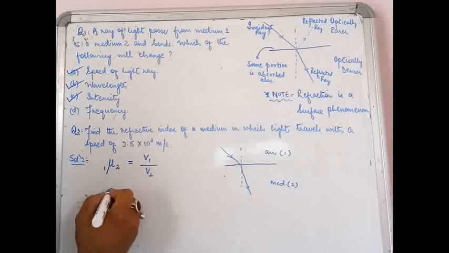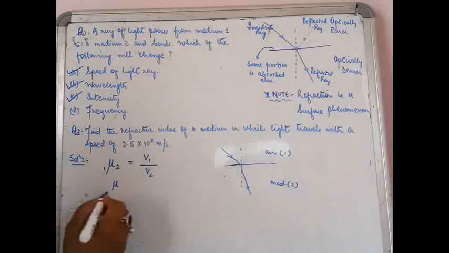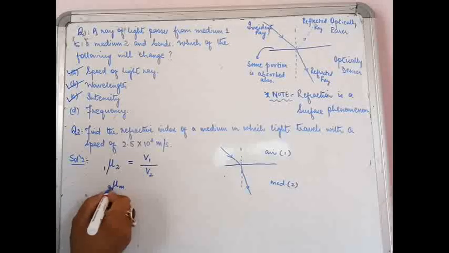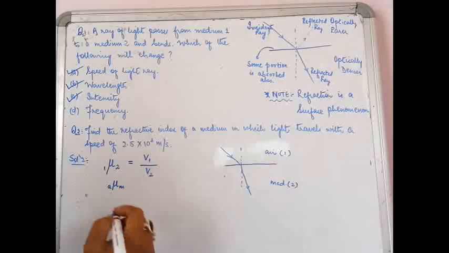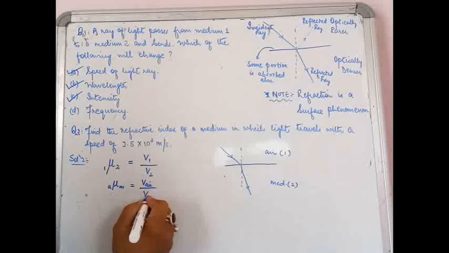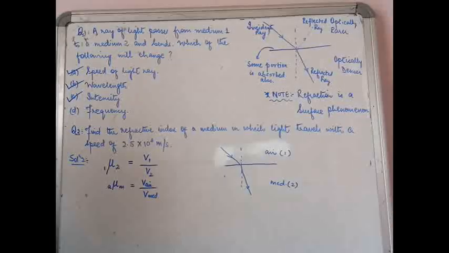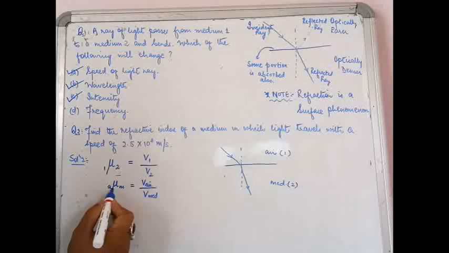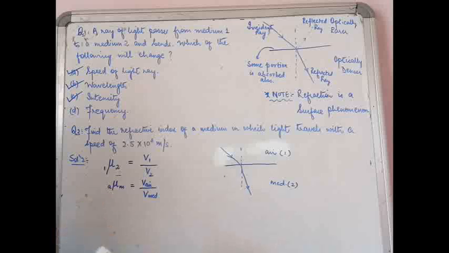Okay, so now if we see, say, refractive index of our medium, which is this medium, with respect to the first medium, which is air, equal to, so we will have velocity of light in air upon velocity of light in medium. Okay, so this is the formula that we have. Refractive index value we have to calculate.